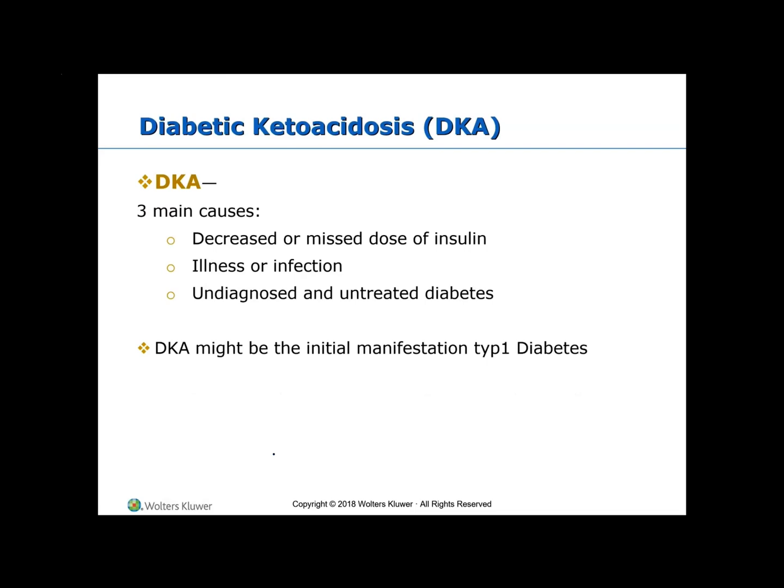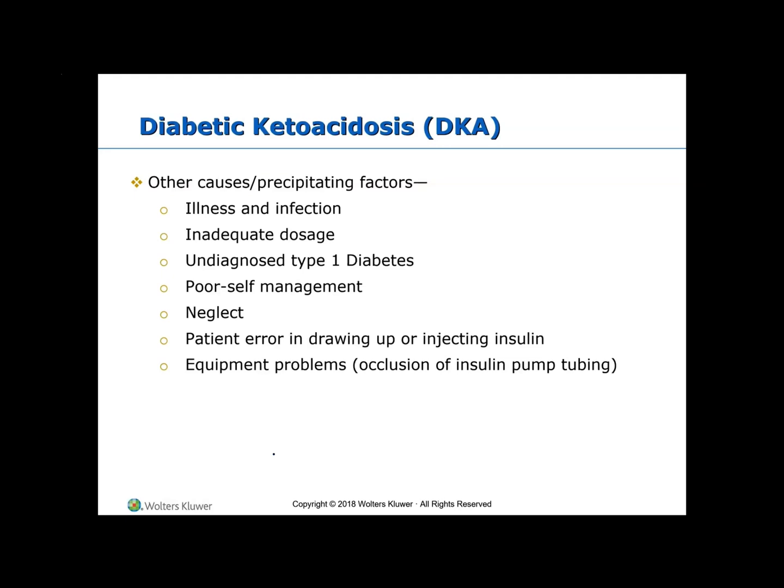The 3 main causes of DKA are decreased or missed doses of insulin, illness or infection, and undiagnosed and untreated diabetes. A lot of the younger patient population, that's how they find out they have diabetes: they come in in DKA. They didn't know it. DKA might be, like I said, the initial manifestation of type 1 diabetes.